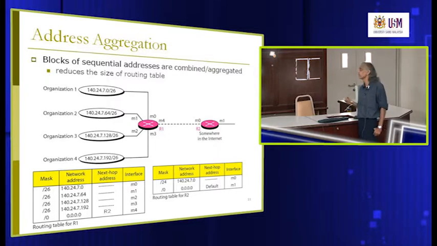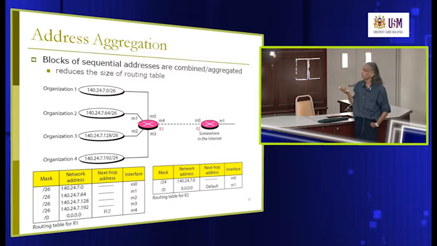So one way to reduce the size of the routing table is that we can combine them, aggregate them. If you look at this particular routing table, you will see that this is /26. /26 means how many bits are used for the host ID? 6, right? /26 means 26 is the left bits, which is the network ID. The host ID on the right-hand side, the remaining bits, is 6. So 6 bits means how many hosts can we have? 2 to the power of 6, which is 64.